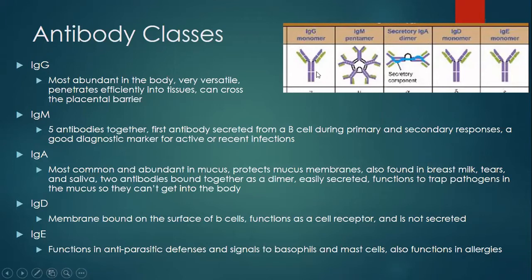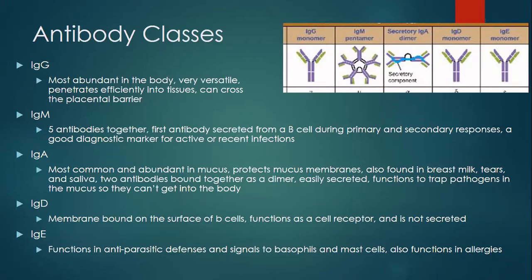IgM is essentially 5 Ys together. They are secreted from B cells during active infections. So they're a good marker for active or recent infections if they're found in the blood. IgA is commonly found in mucus. It protects the mucous membranes, can stop things from crossing over the mucous membrane by binding to it in the mucus and making it so that it can't bind to whatever its intended target is.